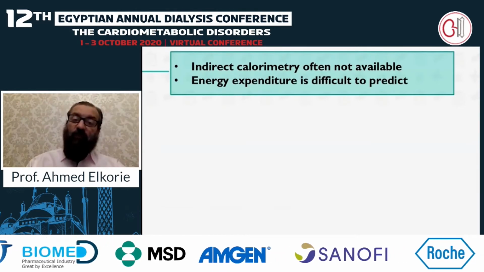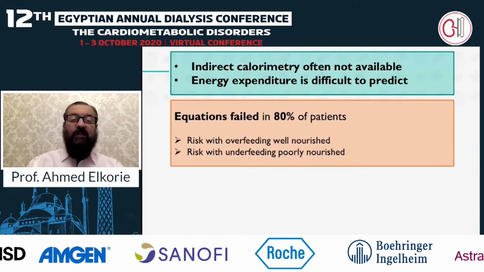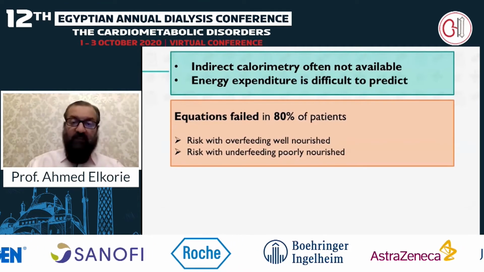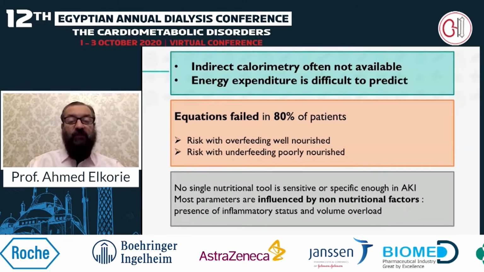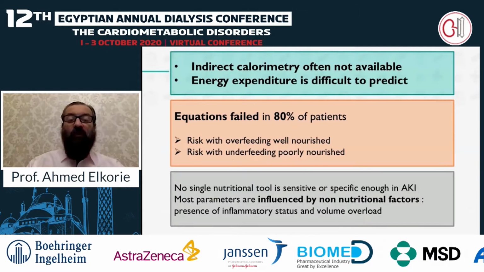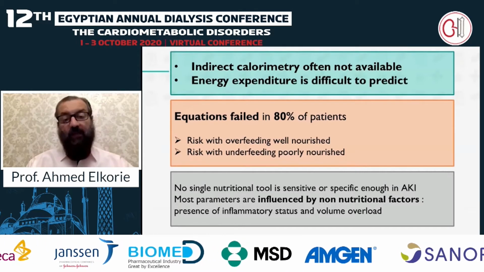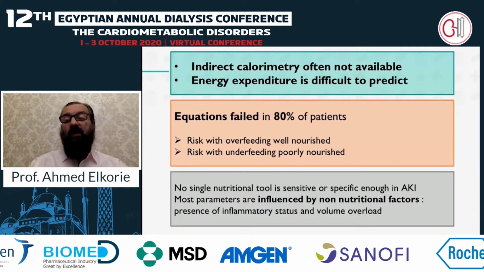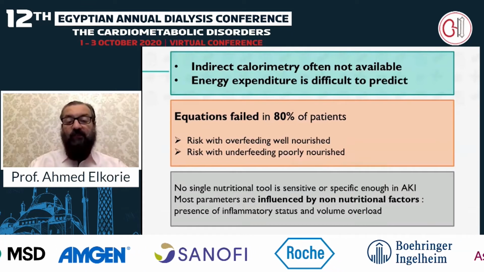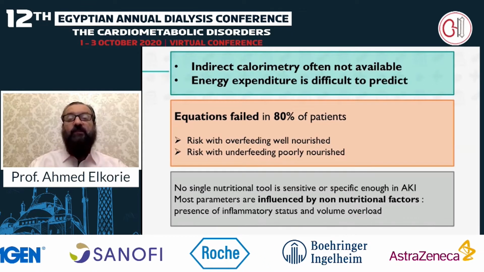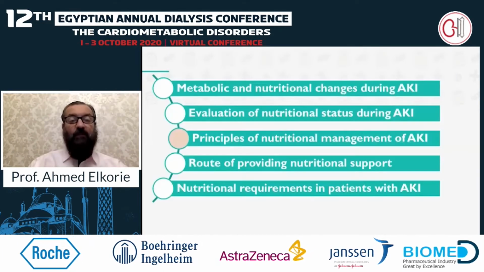So indirect calorimetry is often not available, and energy expenditure is difficult to predict, and the equations fail in 80% of patients, with risk of overfeeding or underfeeding in some patients. And so there is no single tool that is sensitive or specific enough in AKI, and maybe we should resort to the muscle thickness of the quadriceps as measured by ultrasound until another tool becomes available.